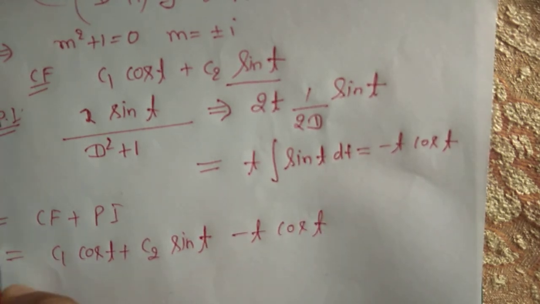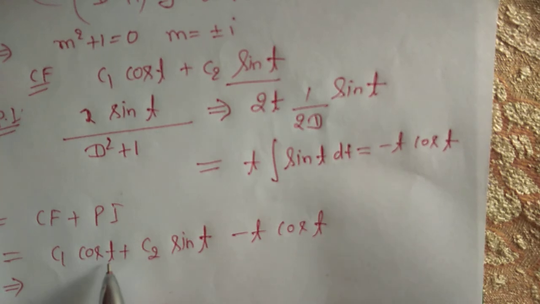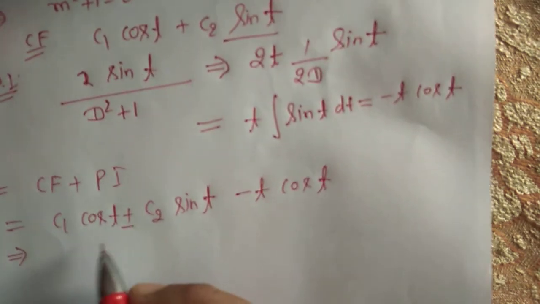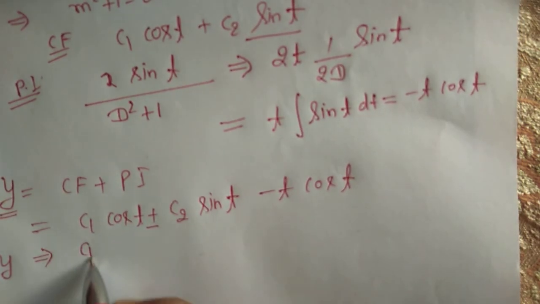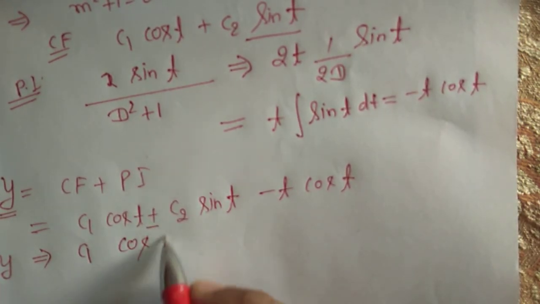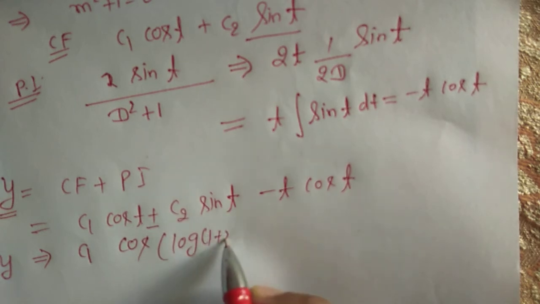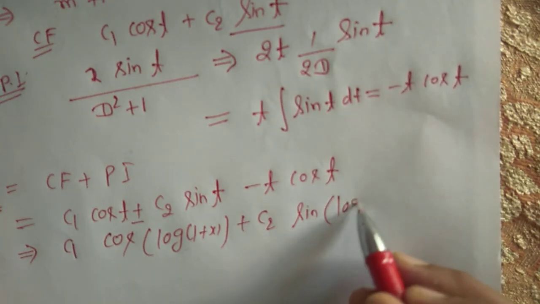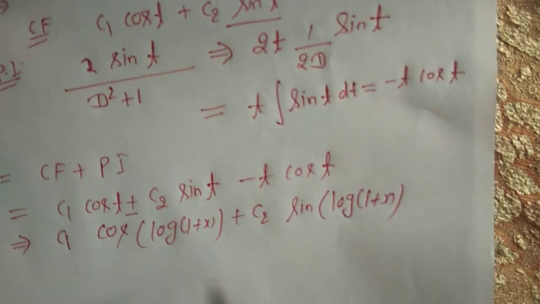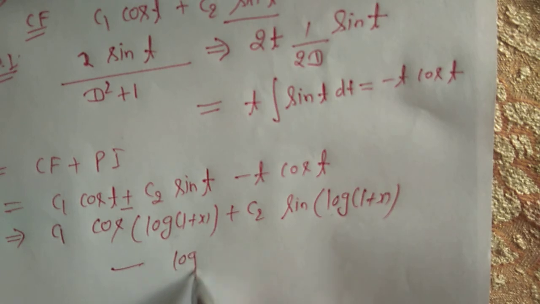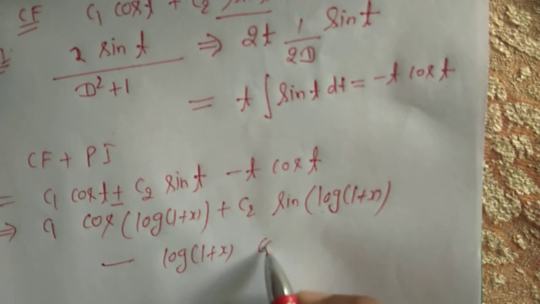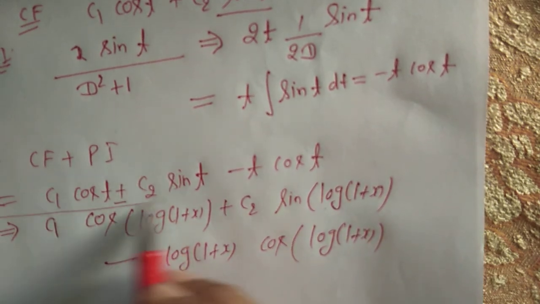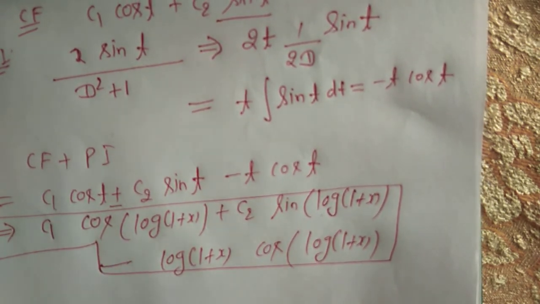But your problem was given in x, so in place of t we use log 1 plus x. So your final answer will be y equal to c1 cos log 1 plus x plus c2 sin log 1 plus x minus log 1 plus x times cos log 1 plus x. So this is our final answer in terms of x.